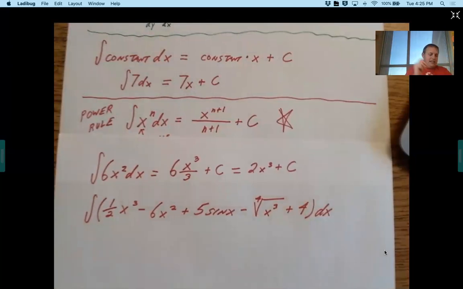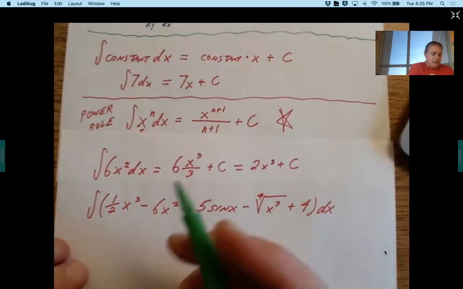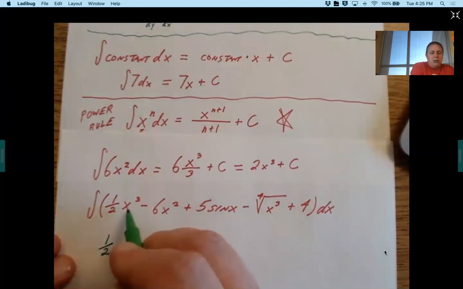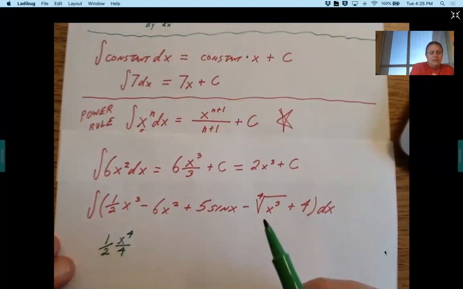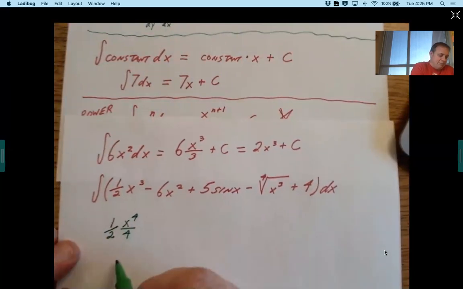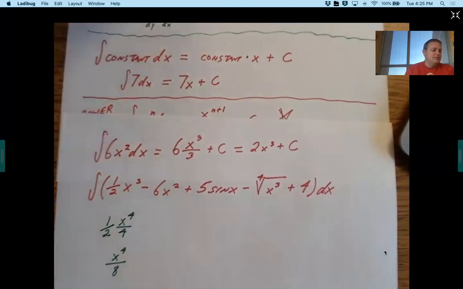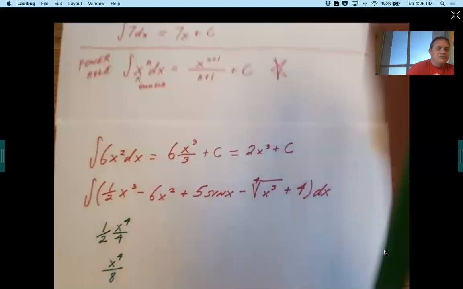Everything's added or subtracted. So first step, 1/2 x cubed. Let's integrate it. I'd bring down the half. Now x cubed, I would add 1 and divide by the new power. Okay, and I'll clean that up. That's really x to the 4th over 8, or 1/8 x to the 4th, however you'd like to write that. Show the power rule again so you can see that here.